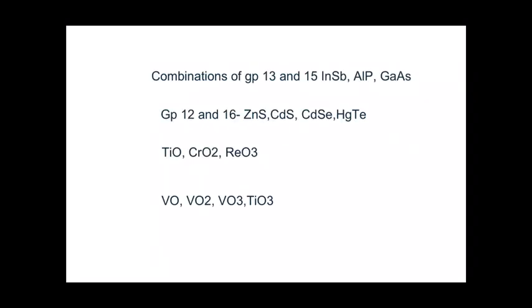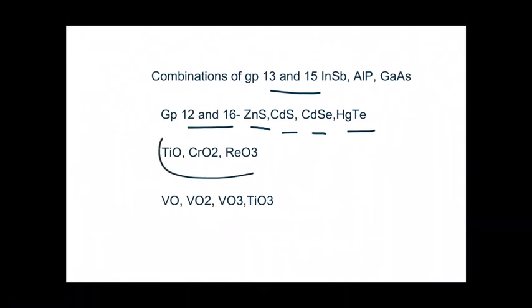The intrinsic semiconductors are group 14 elements with valency 4. Now, by combining group 13 and 15 elements or group 12 and 16 elements, you can make semiconductors. Compounds like indium bismuthide, aluminum phosphide and gallium arsenide are compounds formed from group 13 and group 15 elements. They are highly effective as semiconductors. Examples of compounds made from group 12 and 16 elements are zinc sulfide, cadmium sulfide, cadmium selenide, mercury telluride.